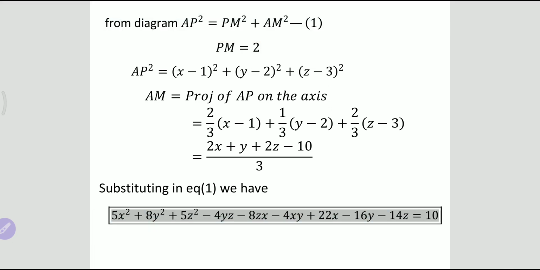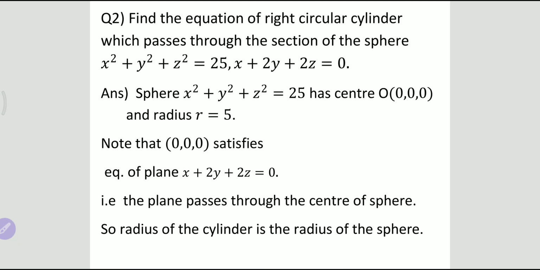Now we are going to see the next example where the radius is not given to you. Now if the radius is not given, how to find out the radius of the cylinder? So if you look at the second problem, find the equation of right circular cylinder which passes through the section of the sphere x square plus y square plus z square equal to 25. So this is a standard sphere whose center is 0, 0, 0 and whose radius is 5.